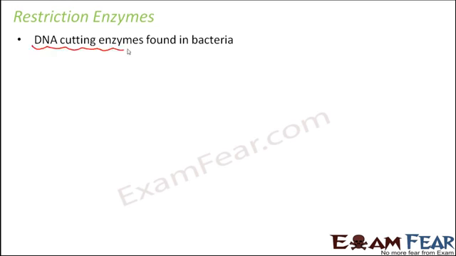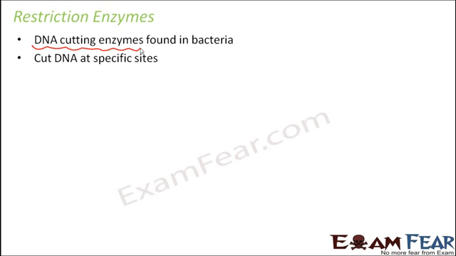So let us talk about restriction enzymes. These enzymes are the DNA cutting enzymes found in bacteria. The most important thing here is the DNA cutting enzymes, because first of all we need something which can act as scissors to cut DNA. So how do these enzymes act as scissors? They cut DNA at specific sites. Now, what do we mean when we say that they cut DNA?